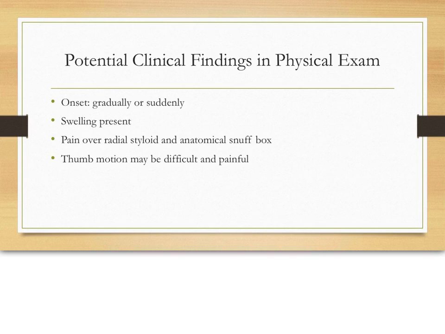To summarize, potential clinical findings in the physical exam include a gradual or a sudden onset, though gradual tends to be more common, with swelling and tenderness present over the radial styloid and anatomical snuffbox. Thumb motion may be difficult and painful for the patient.